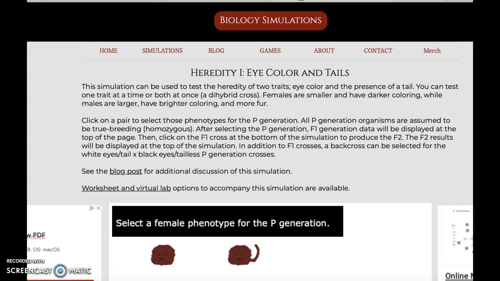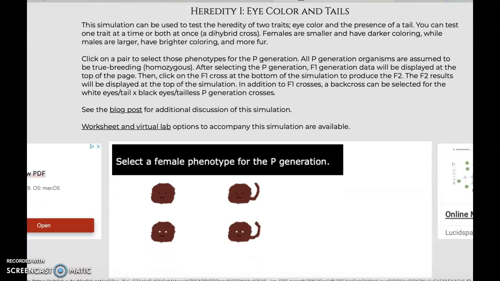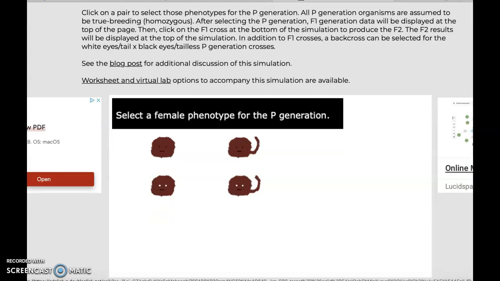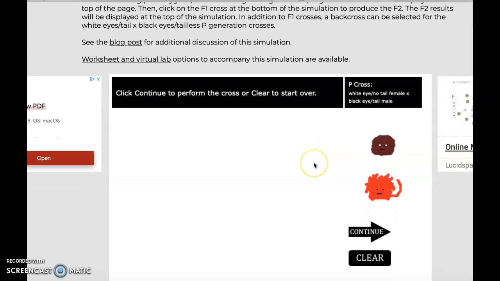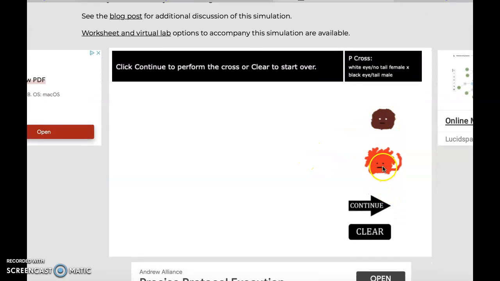So you're going to click on a pair to select those phenotypes for the P generation, which is the first generation. So we're going to look at one trait at a time to start. Let me see if I can do this. Rotate it down. Okay, so the first thing you're going to do is select a female for the P generation. Okay, and then this is the male. All right, so now we have a cross between a female with white eyes, male with black eyes, no tail, tail, and we continue.